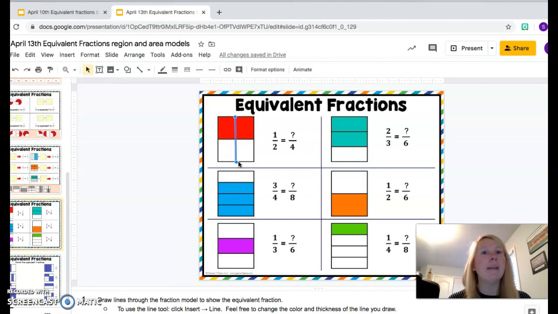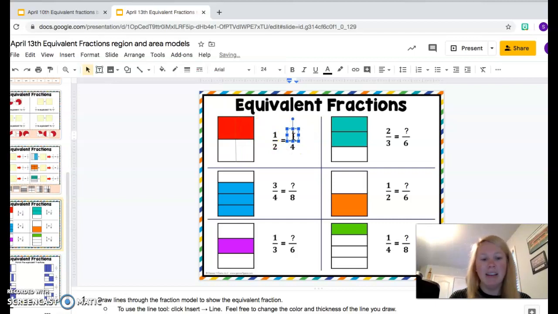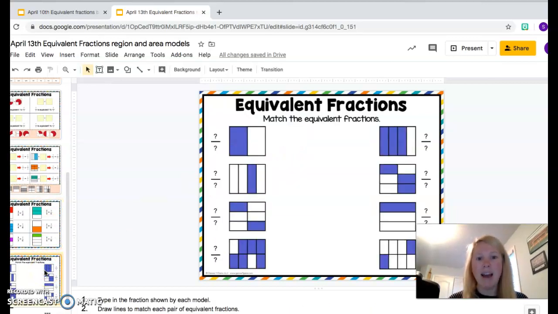So then I'm going to make my new fraction. Well, how many shaded parts do I now have? I have 1, 2. So then I'm going to come back over here and make it 2 fourths. Okay, and so you want to do that for this slide and then the last slide as well. Again, making sure that your directions are at the bottom. On this one, write the fraction for every single picture, and then you're going to use the line tool to draw a line to match the equivalent fractions.